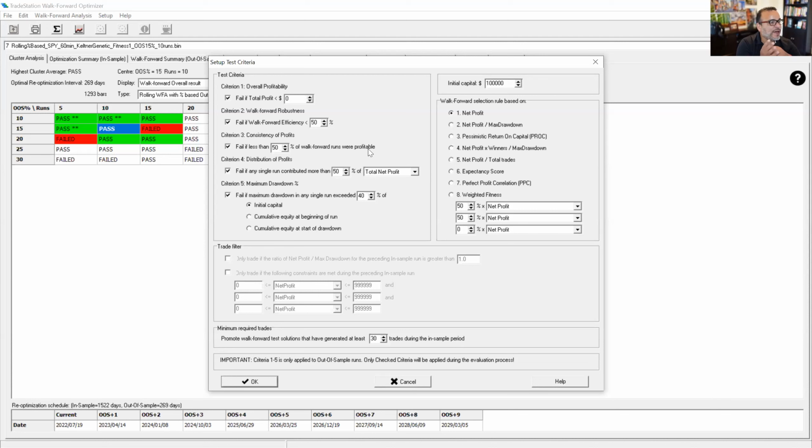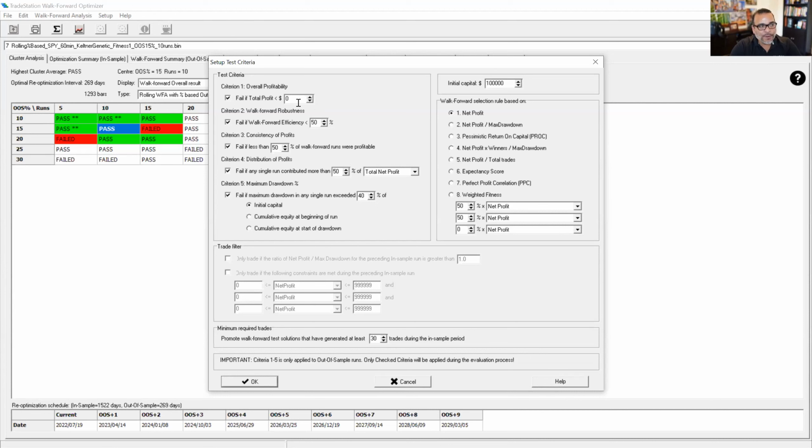And lastly, number 5, fail if maximum drawdown in any single run exceeded 40% of the initial capital. Initial capital is up here. It starts off at $100,000. If any of the runs has a drawdown that exceeds 40% of that initial capital, it's also going to fail. So in order for you to have a passing grade on this matrix, you have to pass all 5 criteria. If it fails any of these criteria, the actual run is going to fail. Does that make sense? All right.